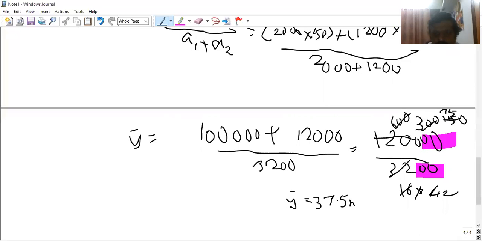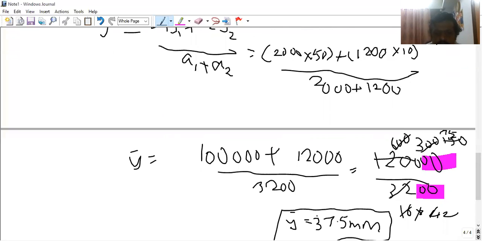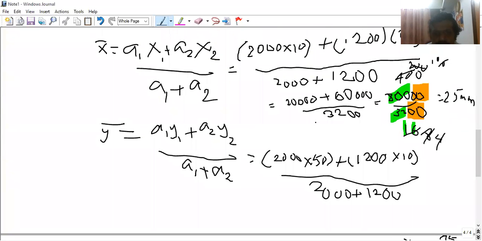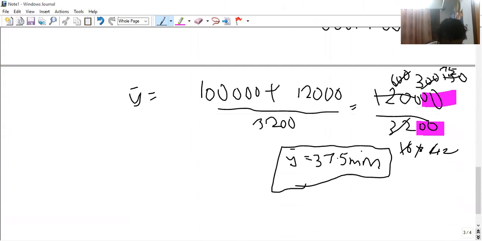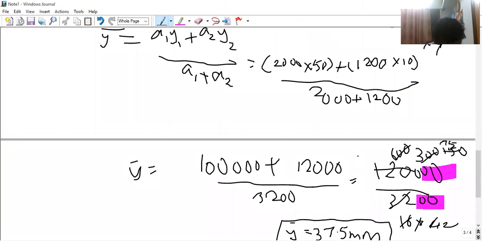Is that clear, students? So x bar is here. So y bar will be at 37.5 mm. And x bar will be at 25 mm. X bar is 25 mm. And y bar is 37.5 mm.